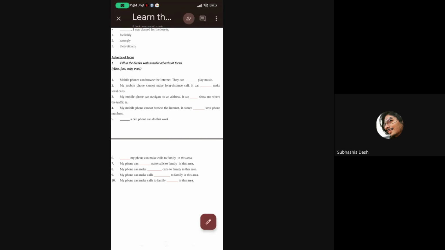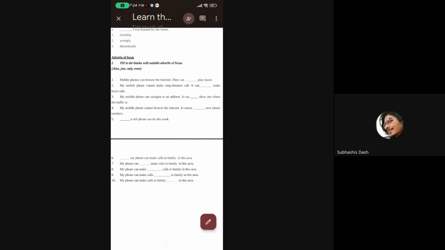Okay, let's look at these sentences quickly and see how these things work in general. And I think particularly the last five sentences show you how you can use one focus adverb, shift its position in a sentence and acquire different meanings, based on where it is pulling the focus to. First sentence, mobile phones can browse the internet. They can dash play music. They can also play music.